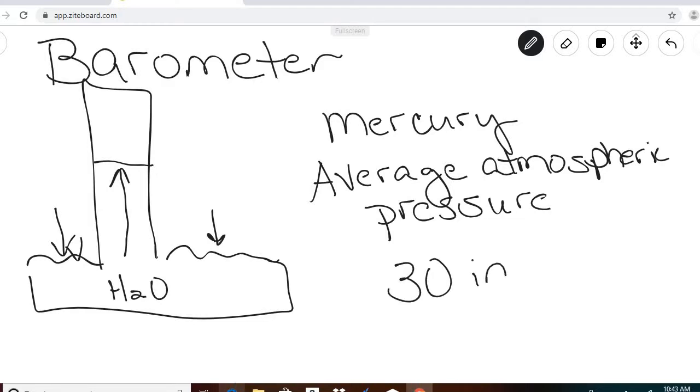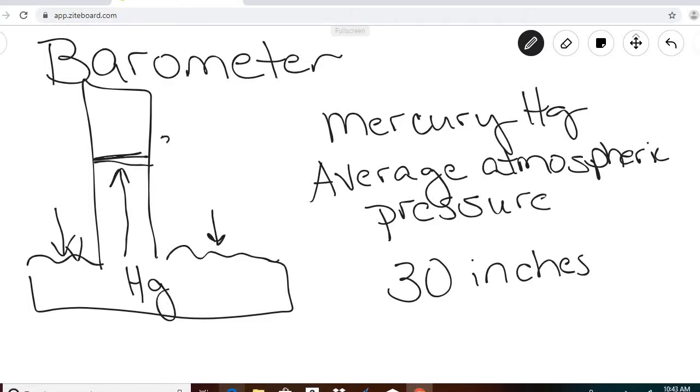So if, instead of water, we had mercury in this tube, which is what most are made of, the abbreviation for mercury is Hg. If we had mercury in this tube, and if we had an average pressure, the mercury would move up that tube about 30 inches.